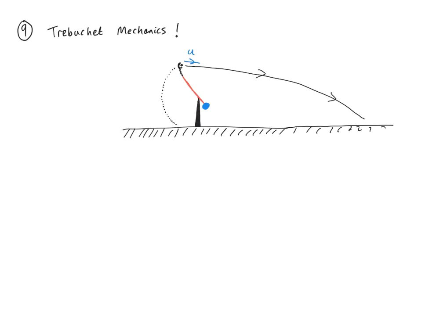And you can imagine tuning the initial conditions, the mass of the object, the length of the rope, and the release condition for the projectile from the slingshot and so on, in order to tune the range, as it's called, which is this distance here from the trebuchet to the target.